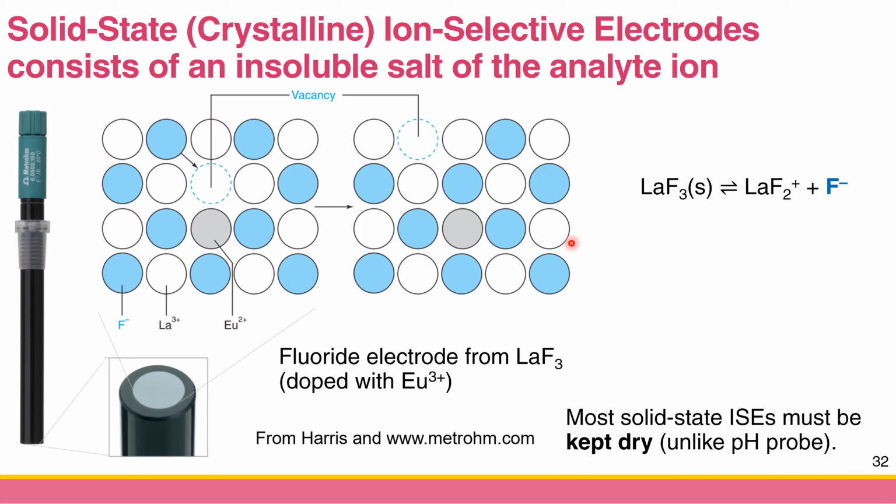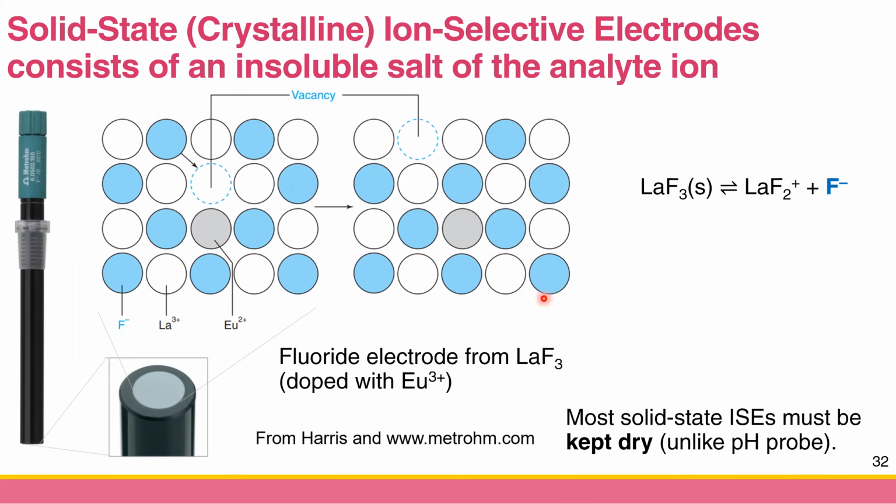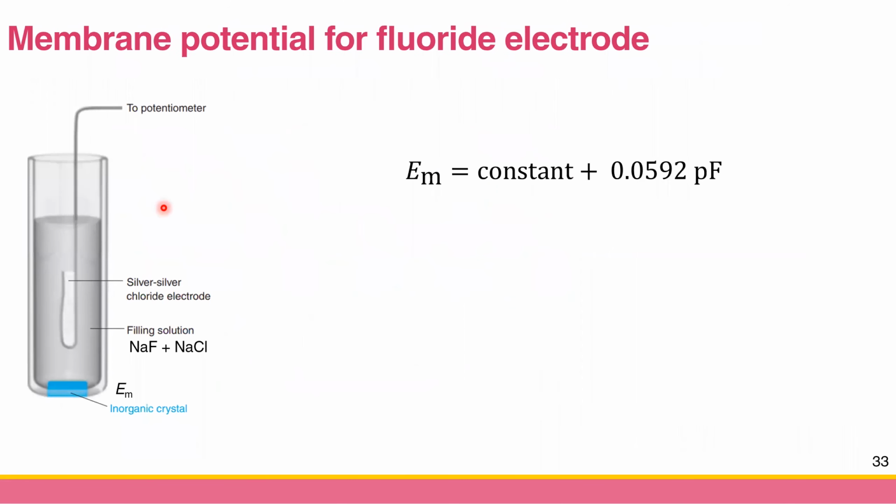You have the crystalline insoluble salt of the ion that you want to measure. Here you want to measure fluoride, so you use lanthanum fluoride, and you must keep it dry. And now this is the molecular ionic structure. So what is the electrode structure? Here you can see the lanthanum fluoride crystal at the end of the electrode.